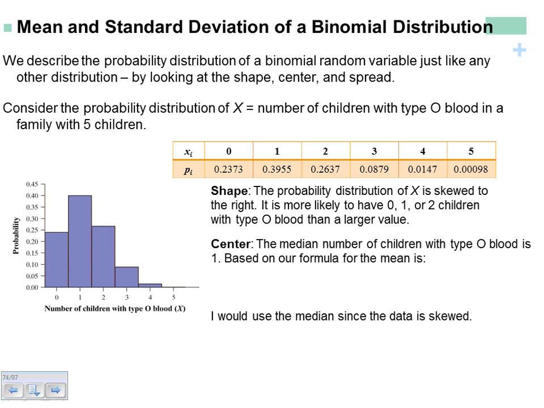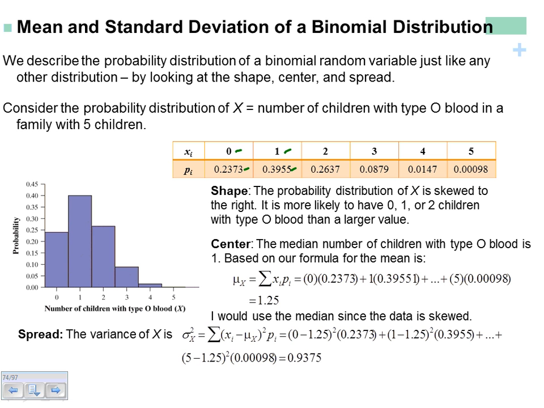Here I can describe the center by the median, okay? Because since it's skewed, you'd like to do the median. If you wanted to try to find the mean, you definitely can. You can use the expected value formula: 0 times the probability of 0 plus 1 times the probability of 1, etc. But definitely use the median since the data is skewed. So let's see, where would the median fall in there? In here. Okay.